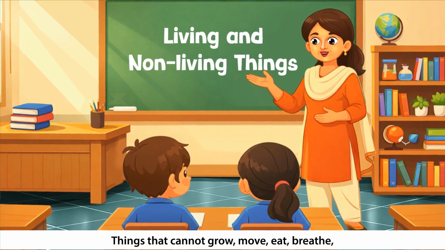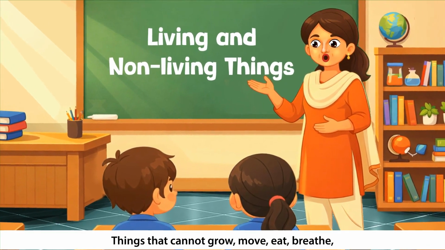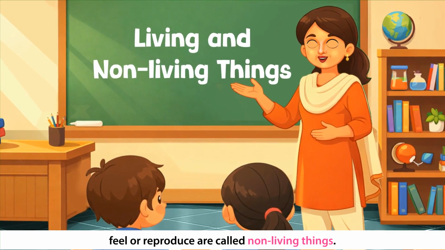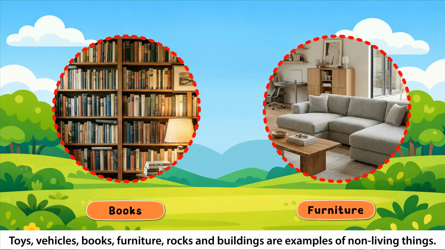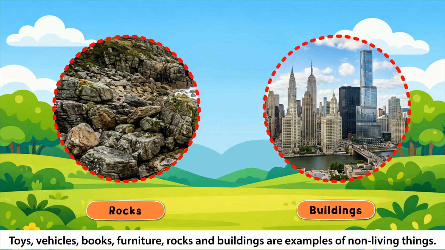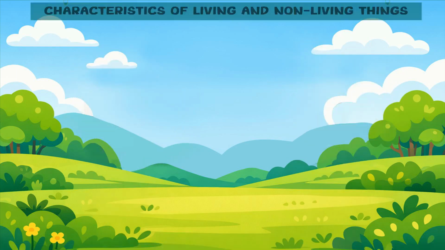Things that cannot grow, move, eat, breathe, feel, or reproduce are called non-living things. Toys, vehicles, books, furniture, rocks, and buildings are examples of non-living things.